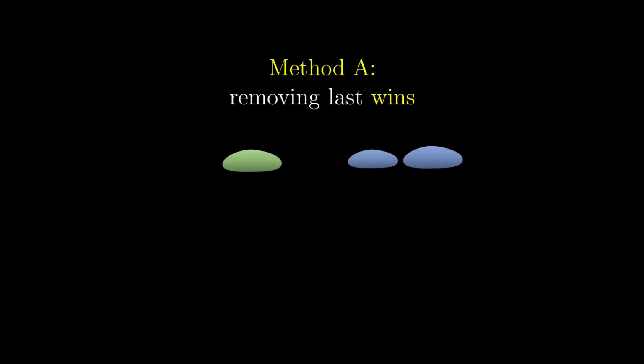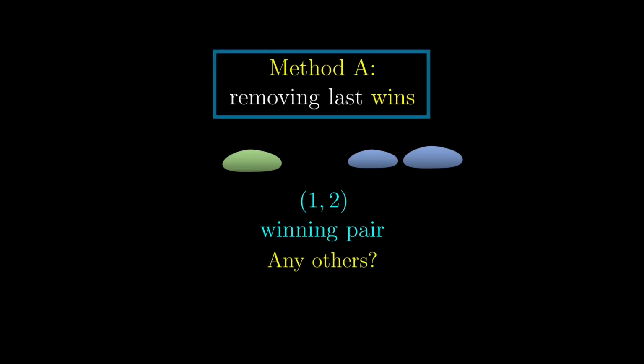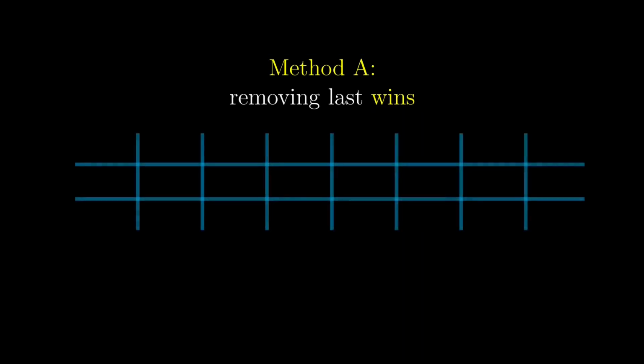For simplicity, we call this the 1-2 configuration, and we call this a winning pair because if you can make it to this configuration, then you are guaranteed to win. But are there any other winning pairs? Also, this is only for Method A, and we should expect to have different winning pairs for the other method. We will focus on Method A for now.